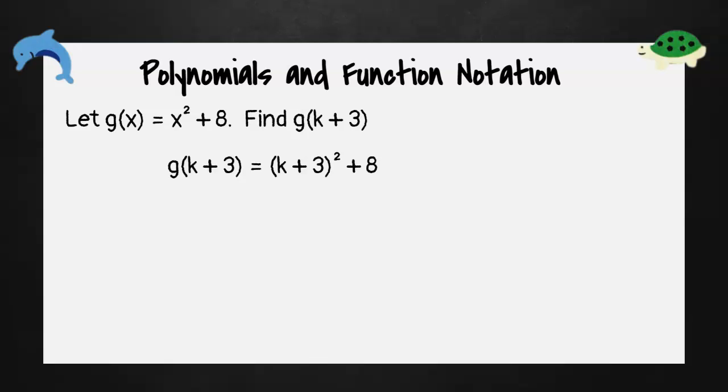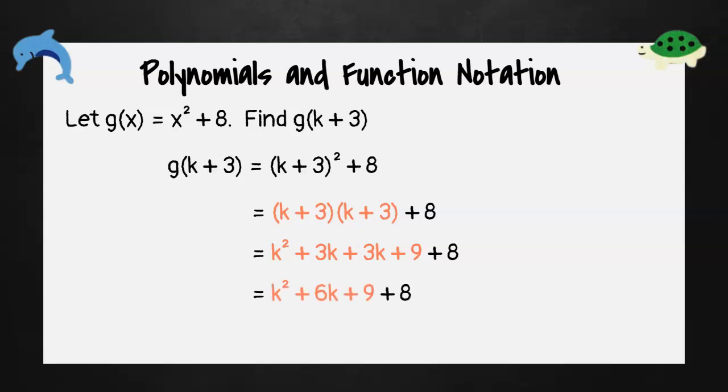Now notice with the k plus 3 and that quantity is squared, it's really the same thing as me writing that expression twice. So don't distribute that exponent in. So now you can FOIL or use the box method, and then you can combine your like terms together. Then you can combine your constants together and get a final answer of k squared plus 6k plus 17.